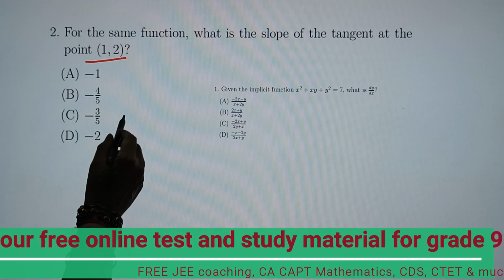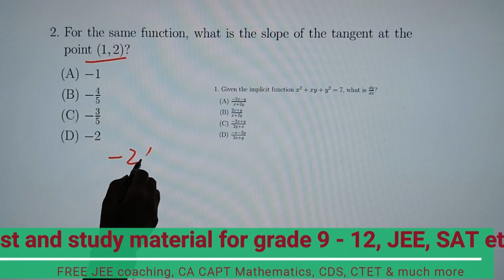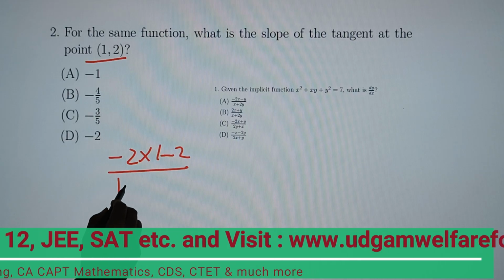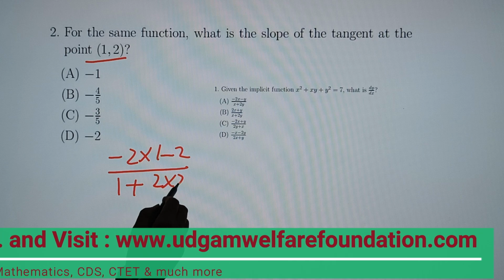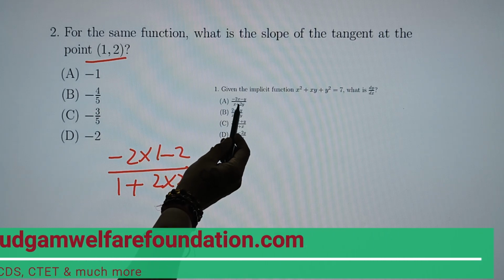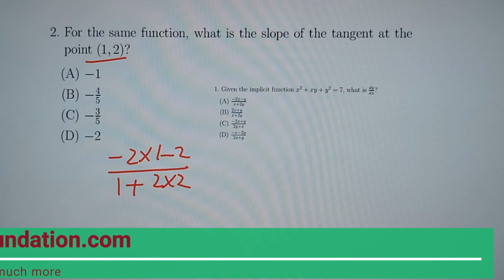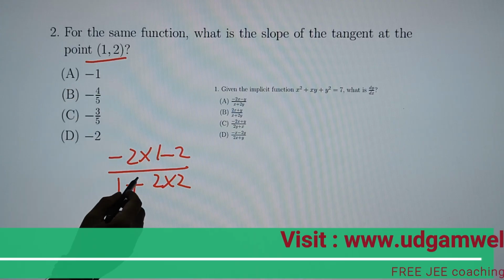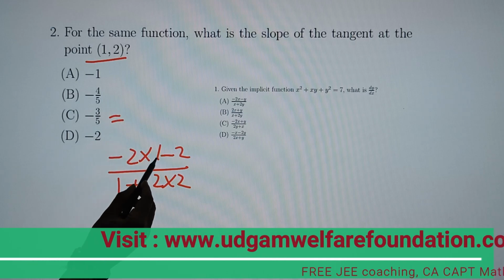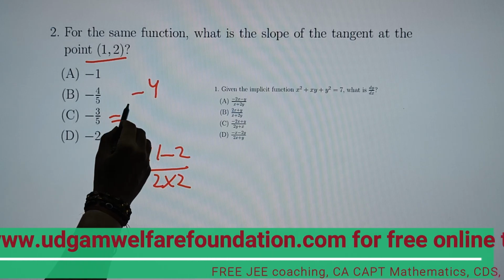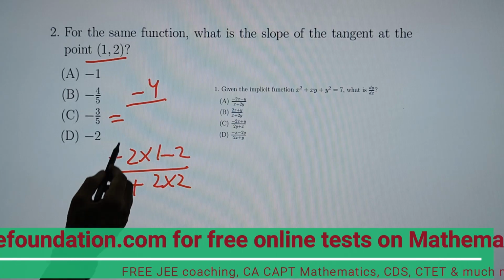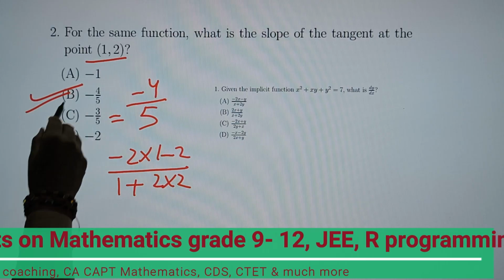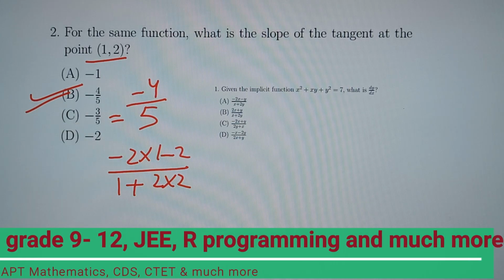We simply plug in the values 1, 2 in our derivative. So we are going to get minus 2 into 1 minus 2 upon 1 plus 2 into 2, because we have the derivative minus 2x minus y upon x plus 2y. We are simply plugging in the values of x and y, that is 1 and 2. Now this is equal to minus 2 and minus 2 is minus 4, very simple, upon 1 plus 4 is 5. So minus 4 upon 5 is our correct answer, which is option number B. I hope the concept is clear.